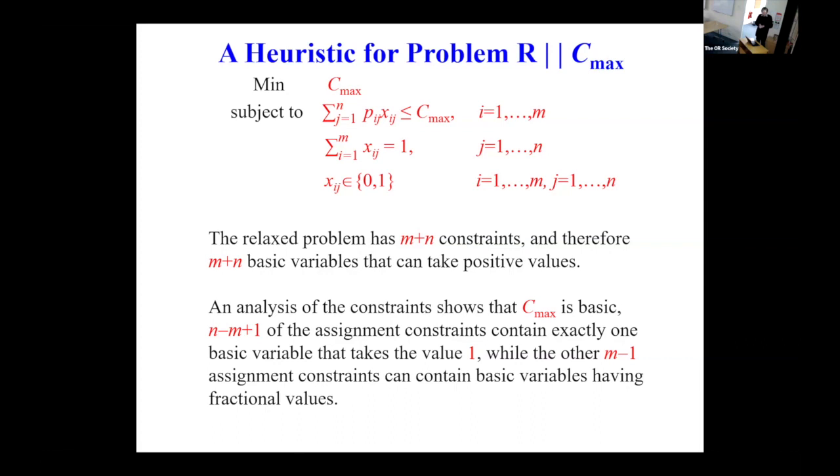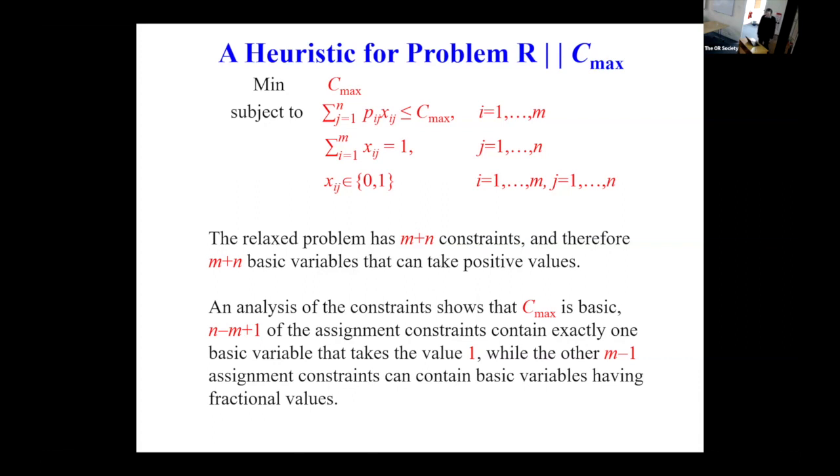One of the basic variables is Cmax, but that's going to be positive. And we know that in each of the assignment constraints, the second constraints, each constraint for job J is got to have a basic variable in it. So it gives you n variables. So you've got n plus 1 that you know about, and there's another n minus 1 that you don't know which constraints they belong to. Okay then, the worst thing that can happen in the worst case is they belong to the assignment constraints.